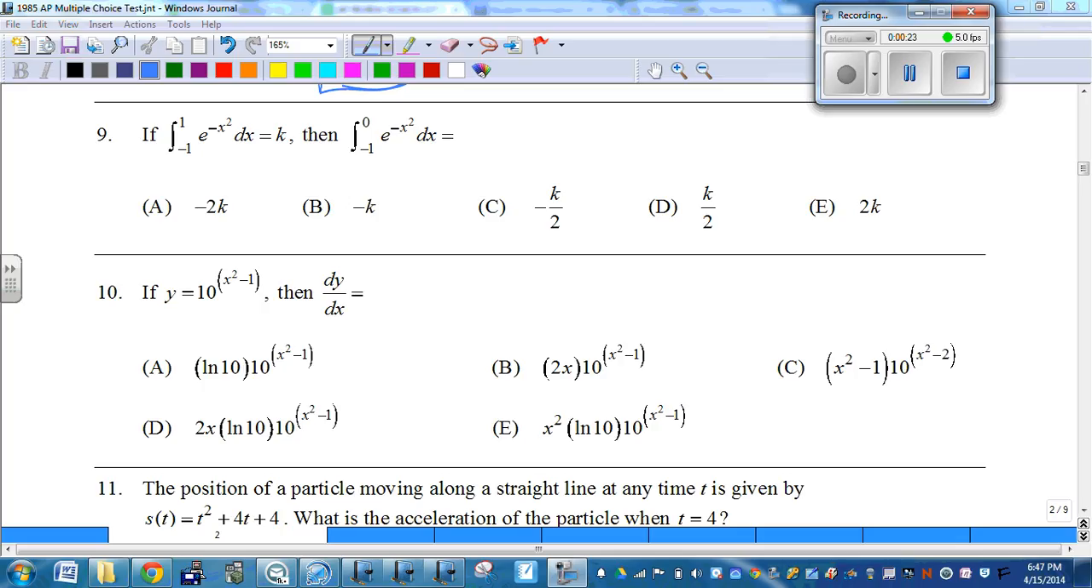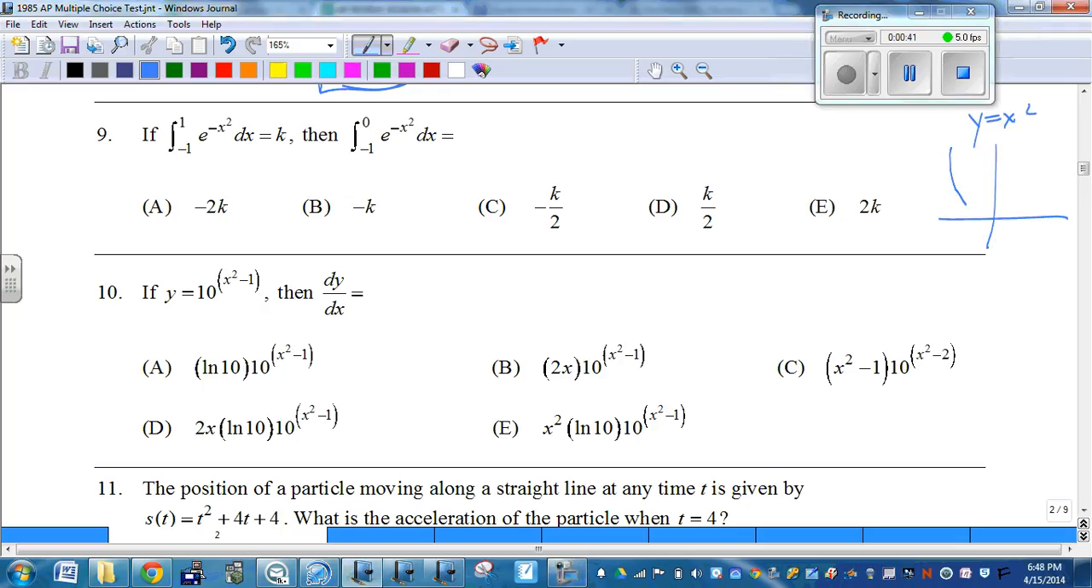Right? Remember, if a function is even, what does that mean? Symmetric over the y-axis. So our most common even function, I'm just doing this off to the side, is a parabola, right?